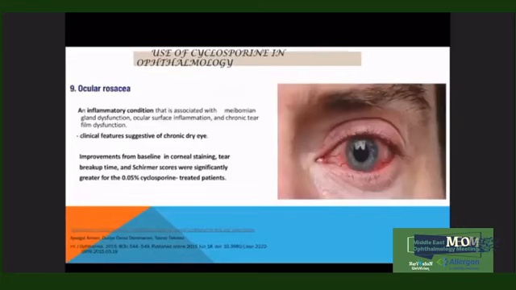Next indication would be the patients with ocular rosacea. It's a severe inflammatory condition that is associated with all the features of chronic dry eye. And a study published in the International Journal of Ophthalmology in 2015 concluded that 0.5% cyclosporine treated patients actually showed improvements from baseline in their corneal staining and TBUT times, and the Schirmer scores were also significantly better. Another study showed that topical cyclosporine, when compared with oral doxycycline, was equal or better in treating such patients when we are looking at the long-term side effects of using oral doxycycline.